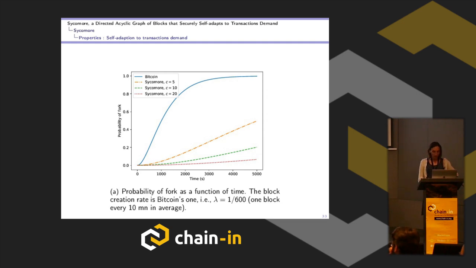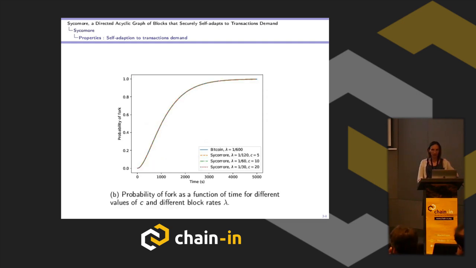And what we have done is assume you want exactly the same probability of fork as Bitcoin, okay? And it turns out that if you have 20 chains in the graph in Sycomore, then you will be able to generate a block every 30 seconds instead of 10 minutes in Bitcoin. So it increases the rate at which a transaction will be confirmed.